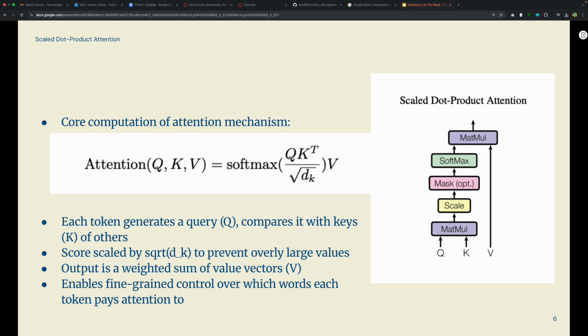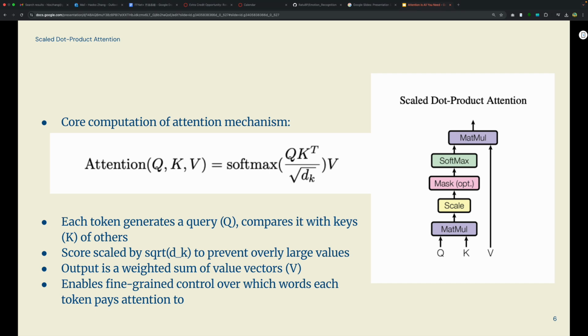So this formula represents the core computation in the self-attention mechanism. For every token in the input sequence, the model calculates how much it should attend to every other token, including itself. To do this, we start by computing the dot product between the query vector of the current token and the key vectors of all tokens. This operation produces a set of similarity scores. If a query aligns closely with the key, the resulting score will be high, and vice versa.